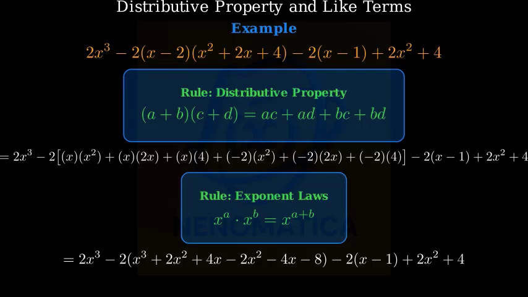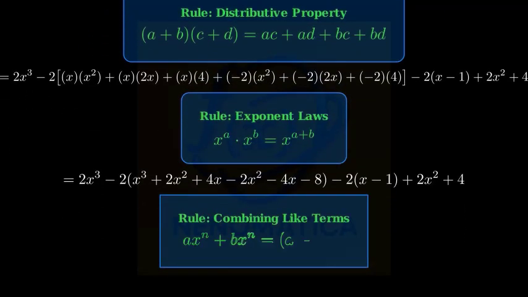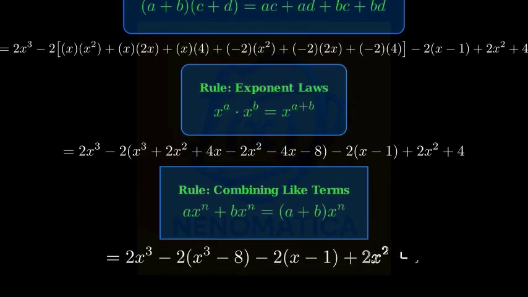Let's combine like terms inside the parentheses to simplify further. We'll group together terms with the same variables and exponents. Inside the first parentheses, we have x cubed, and the x squared terms are 2x squared minus 2x squared, which cancel out to 0. The x terms are 4x minus 4x, which also cancel out to 0. And then we have negative 8.